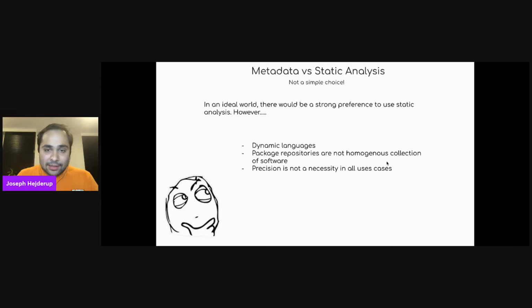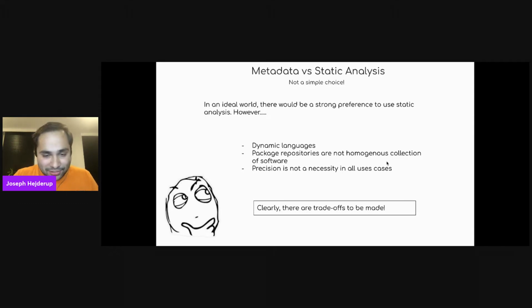And in many cases, it might be that, for example, precision is maybe not the most important thing. For example, in the case of automated dependency updating, if you use static analysis and there is a false positive, and through that false positive you are avoiding an update, then the library maintainer will think it's not a major issue. So I think it really varies depending on the use case that you have. And of course, clearly, there are a lot of trade-offs to be made in general.